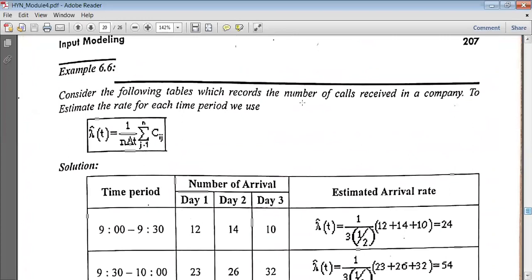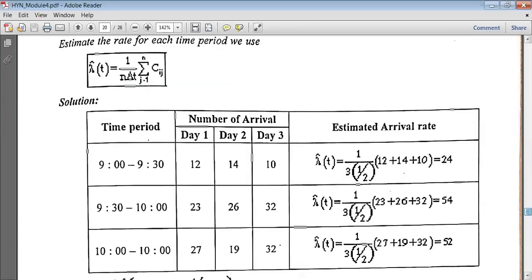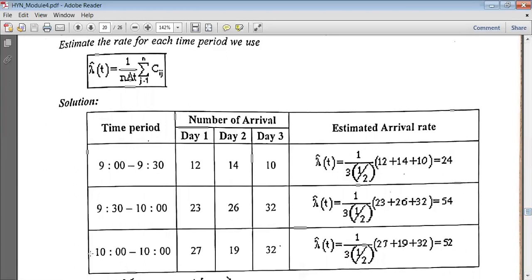The problem is very simple here. Consider the following table which records the number of calls received in a company. To estimate the rate for each time period, we use this formula. The time intervals are half an hour each: 9 to 9:30, 9:30 to 10, 10 to 10:30. We are estimating the number of arrivals. On day 1, between 9 and 9:30, 12 people have come, on day 2, 14 have come, and on day 3, 10 have come. The data will be given like this.